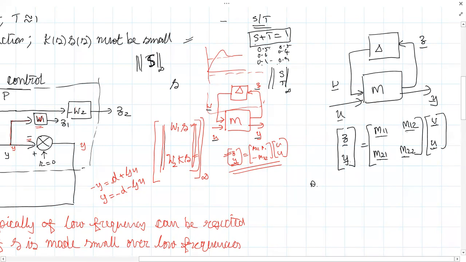If you have it in ABCD form, how can you convert it into transfer function form? C times (sI minus A) inverse B plus D. From here you can straight away write the lower LFT or upper LFT in this transformation form. If you remember, what was that expression? I forgot. Let me see.